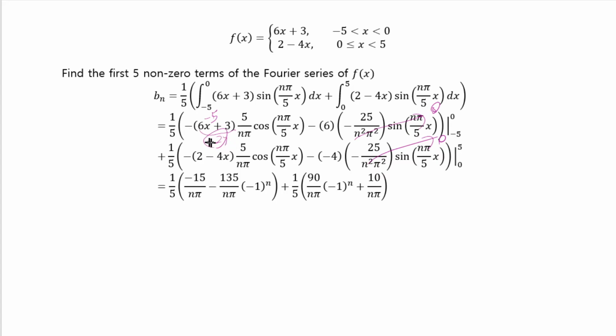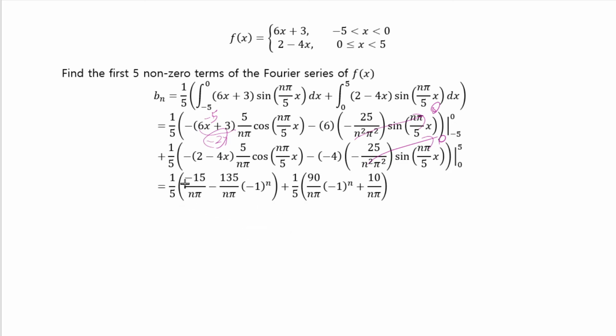But negative of negative is positive. 27 times 5 is 135, but you have to subtract, so there's a minus here for the subtraction. And I've done the same thing over here. Negative 5 times 4 is negative 20, so this is negative 18. Negative of negative 18 is positive 18 times 5 is 90. And then when you plug in 0, this goes away. You get negative 2 times 5, which is negative 10, but you're subtracting, so it's positive 10 over n pi.